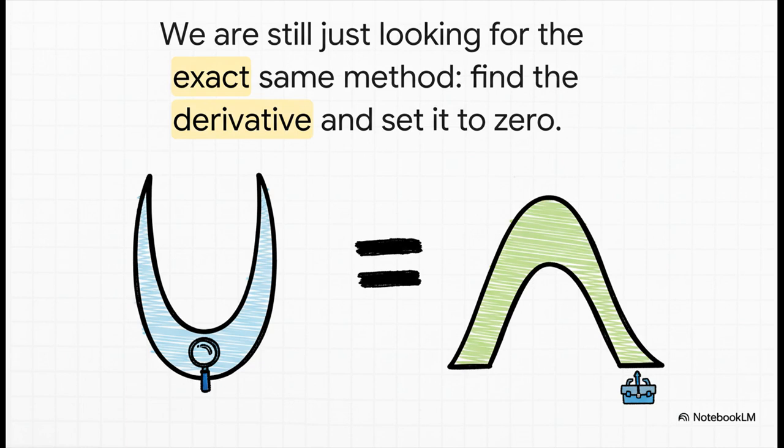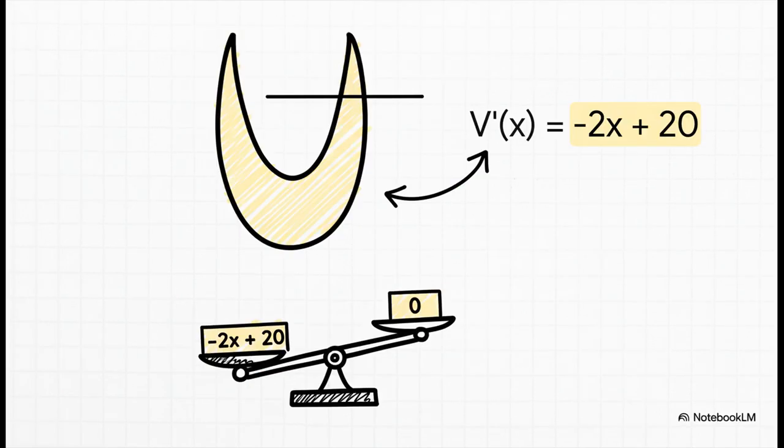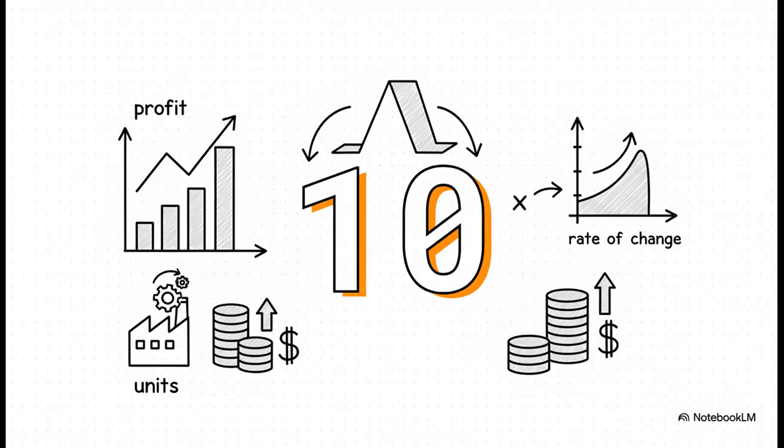And here is the beautiful part. We don't need to learn any new math at all. We're still just looking for the top of the hill, the peak of the profit curve. The method is exactly the same one we just used. So we find the derivative of that profit function, which is v prime of x equals negative 2x plus 20, and you guessed it, we set it to 0. This is going to tell us the exact number of products to make to hit that absolute peak profit. When you solve for x, you get 10.